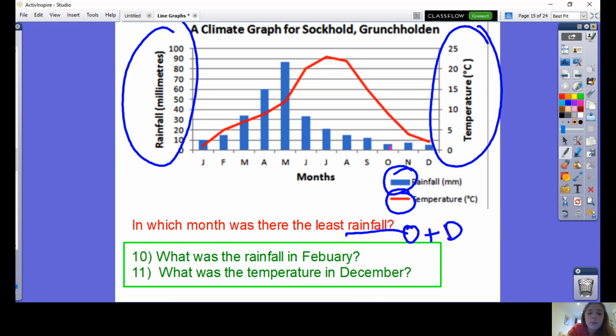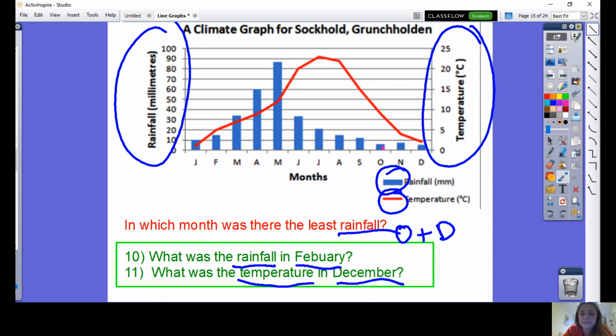Have a go at these ones. What was the rainfall in February? Make sure you're looking at rainfall and not temperature. And what was the temperature in December? Make sure you're using the correct axes.